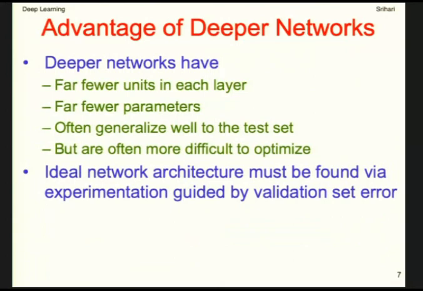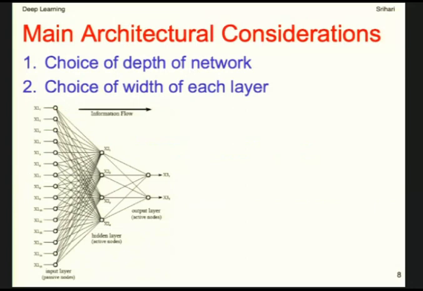And deeper networks have far fewer units in each layer, far fewer parameters, often generalize well to the test set, and are often more difficult to optimize. All right, because you have to propagate the gradient. Why are they difficult to optimize? You can have saturation and nothing is changing, and so there is a whole issue of the vanishing gradient and so on. So those are some of the things that need to be dealt with.